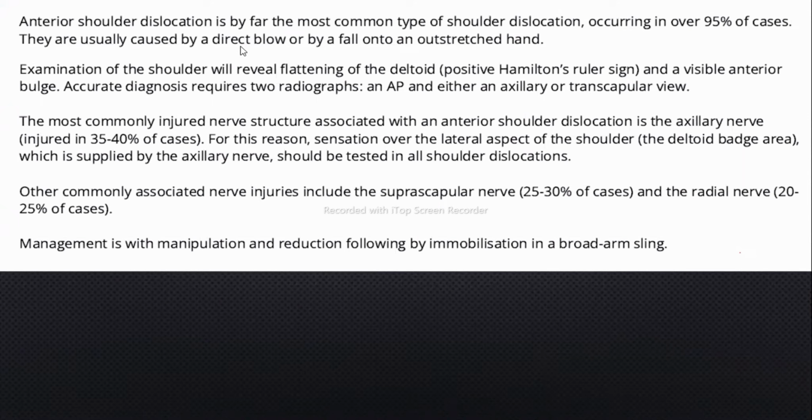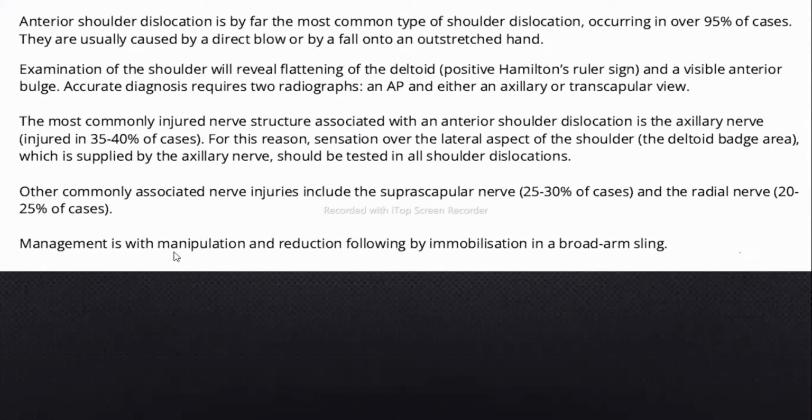The mechanism of injury is a direct blow or a fall onto an outstretched hand. They can ask you about the mechanism of injury. The most common injured nerve, if they ask you about nerve, what is the most common nerve? Axillary nerve.